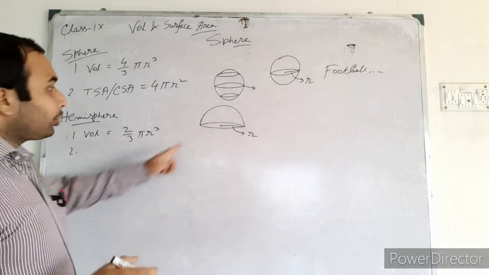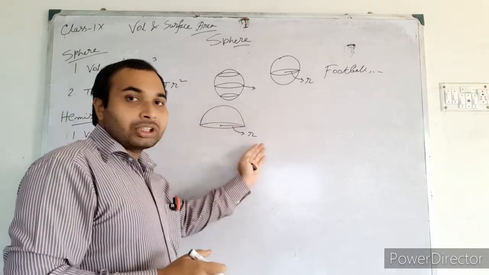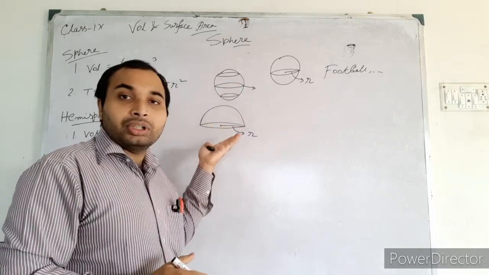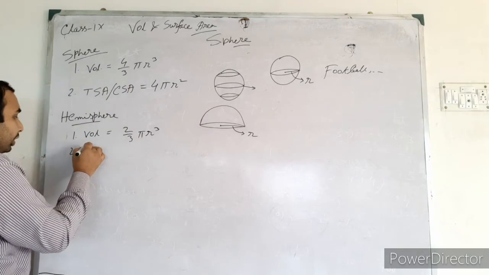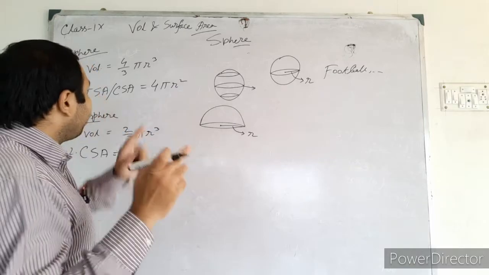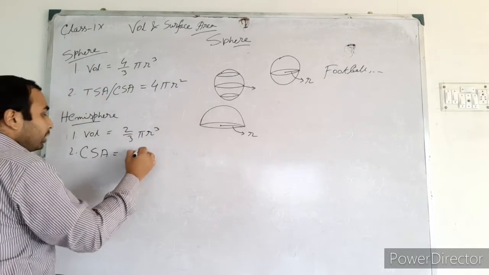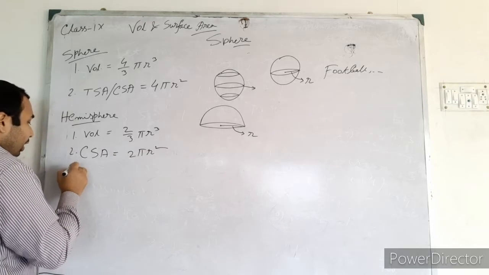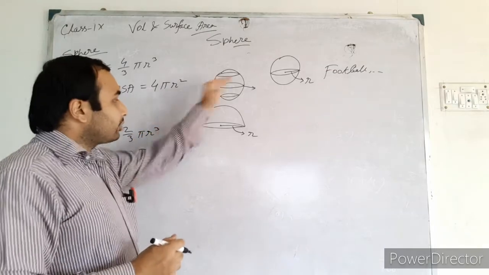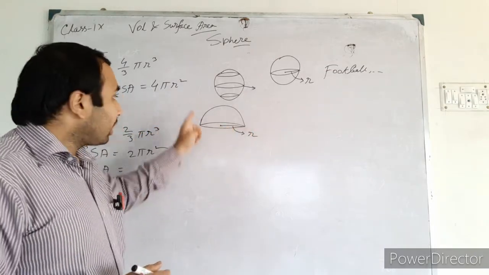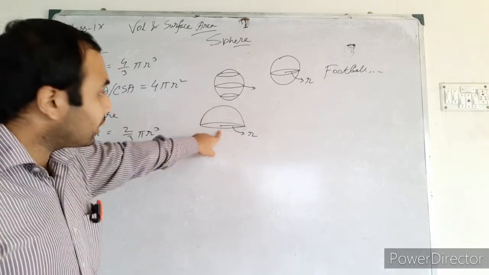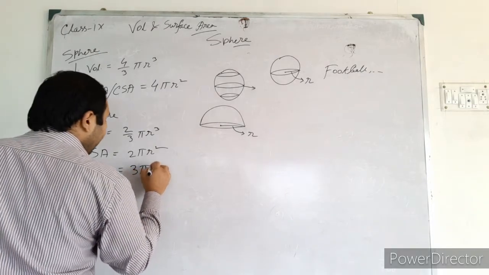And here 2 surfaces are there. One is this curved surface, another is this flat surface. The curved surface is the round one and the flat surface is the circular one. If you need the curved surface area, it will also be half of the sphere. Obviously the sphere is 4 pi r square, so here it will be 2 pi r square. Now if the total surface area is needed, total surface area means the curved surface area plus the flat surface area. The curved surface area is 2 pi r square, the flat surface area is the circular one, so the circle is pi r square. All total it will be 3 pi r square.